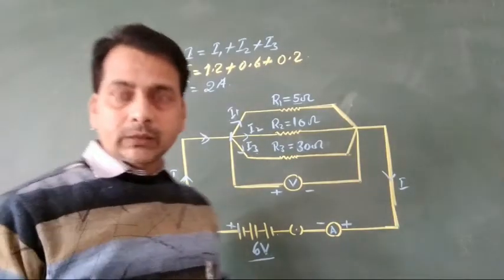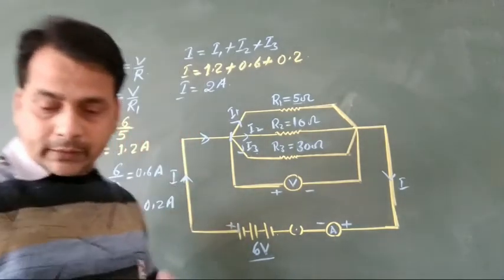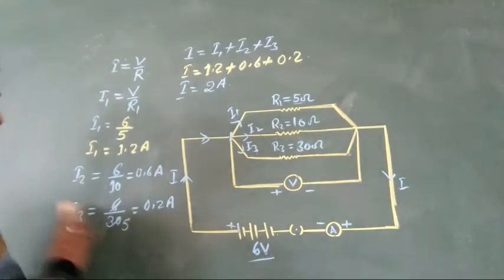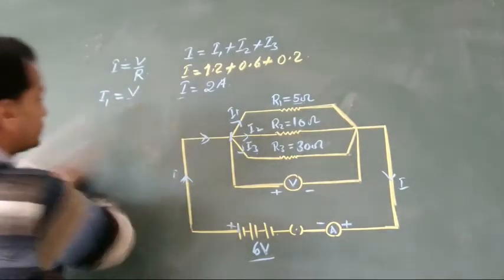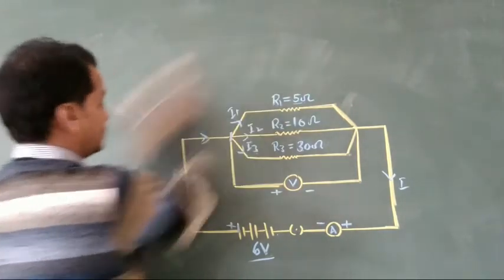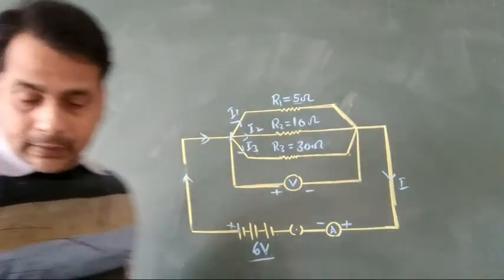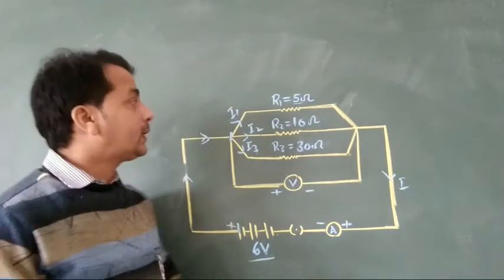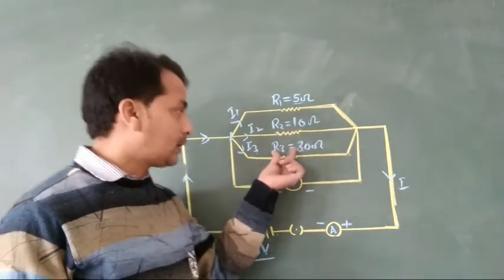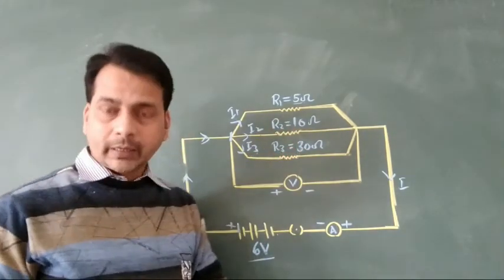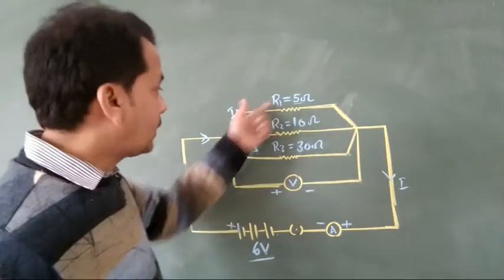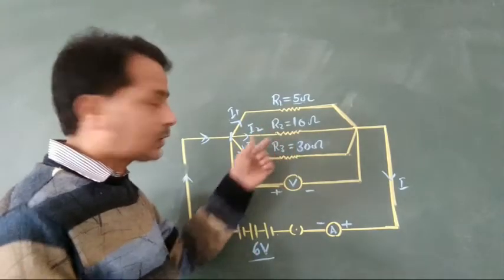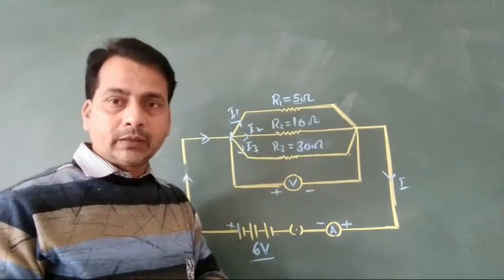And here is the next part of this question, that is the total effective resistance of the circuit. Here R1 is equal to 5 ohm, R2 is equal to 10 ohm, and R3 is equal to 30 ohm. These resistors R1, R2 and R3 are combined in parallel.